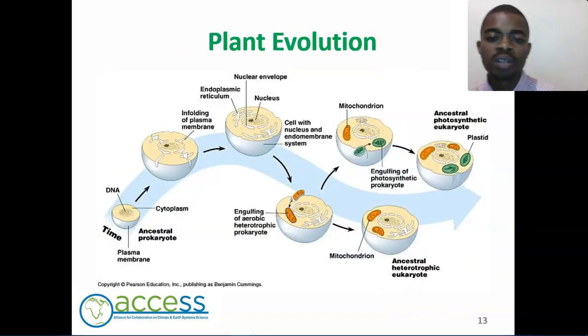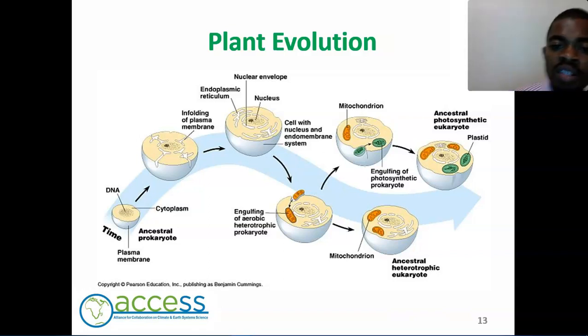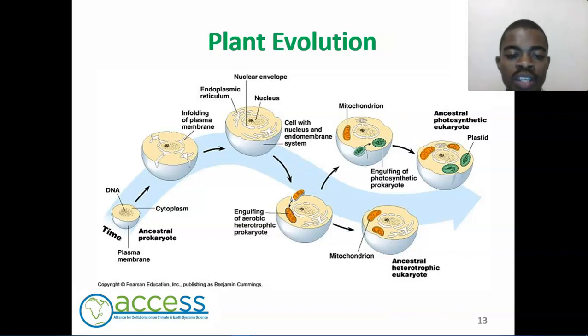So, plant evolution. This particular image shows us the evolutionary pathway of ancestral photosynthetic eukaryote cells. So, billions of years ago, mitochondria and chloroplasts were free-living organisms, or prokaryotes. Now, these prokaryotes were similar to cyanobacteria. So eukaryotes had mitochondrial duplication, the replication of them, and it was similar to other prokaryotes.